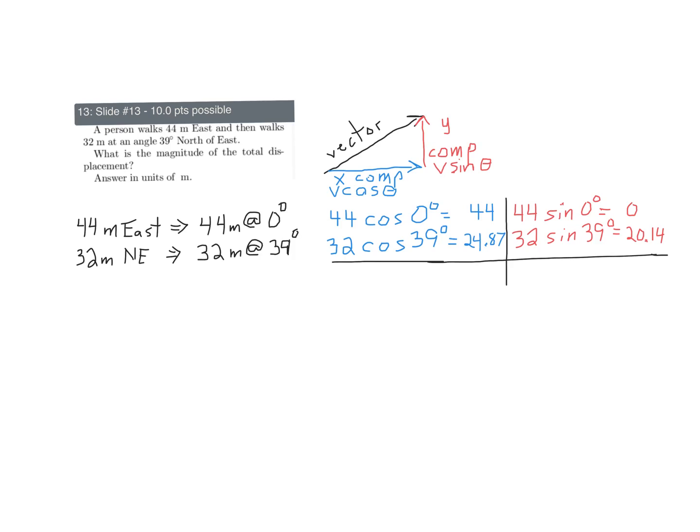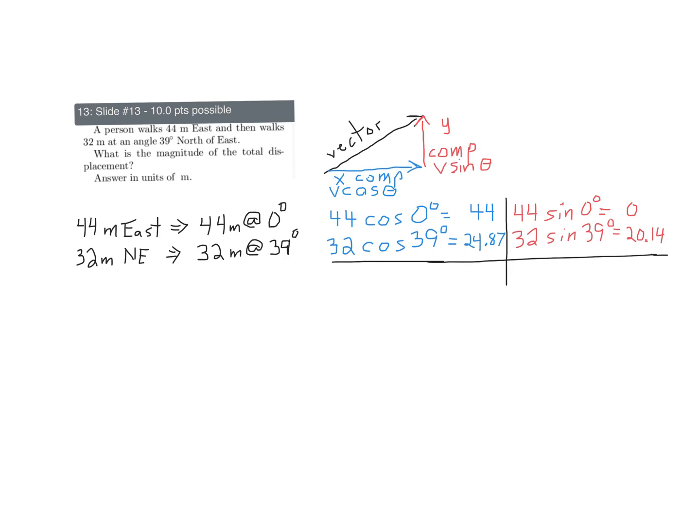All right, for slide 13, we have a person who walks a certain distance to the east, and then they walk another distance, but this time at an angle, and they give us the angle north of east. So it'll be in quadrant 1. So the first thing we want to do is translate those directions.